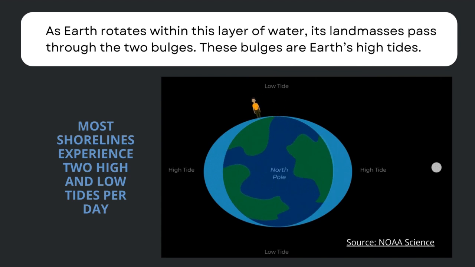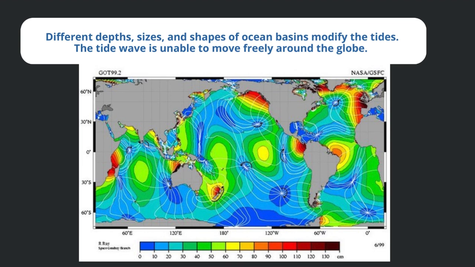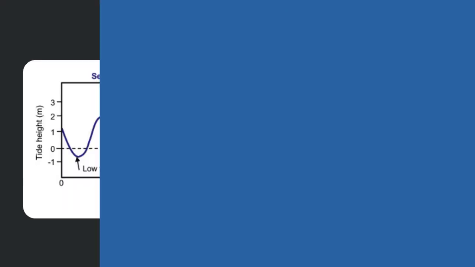In theory, most areas of the Earth should experience 2 equally proportional high tides and 2 low tides during a lunar day. However, in practice, different depths, sizes, and shapes of ocean basins modify the tides. With this, the tide wave is unable to move freely around the globe. These tides establish complex patterns within each ocean basin.